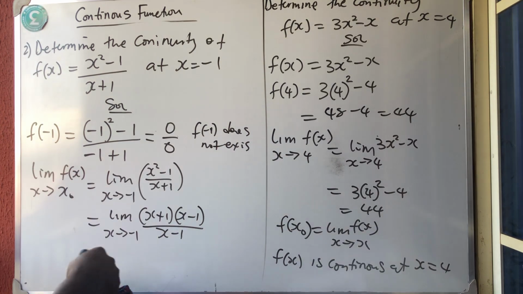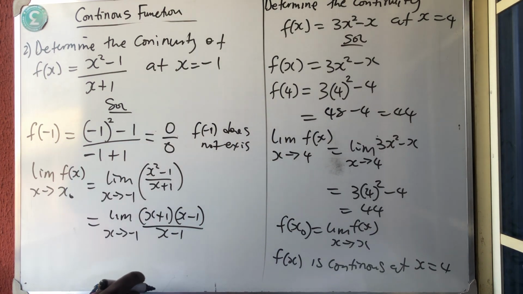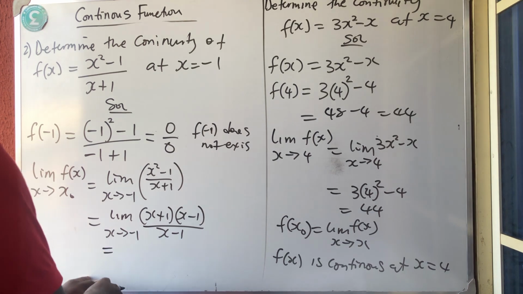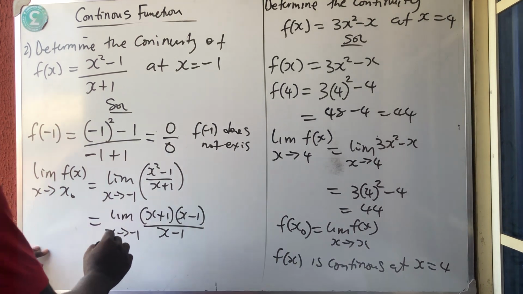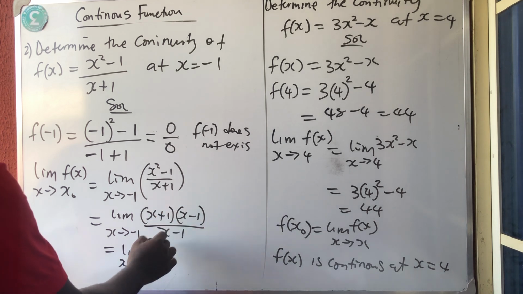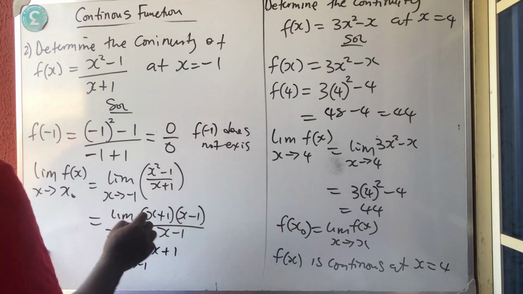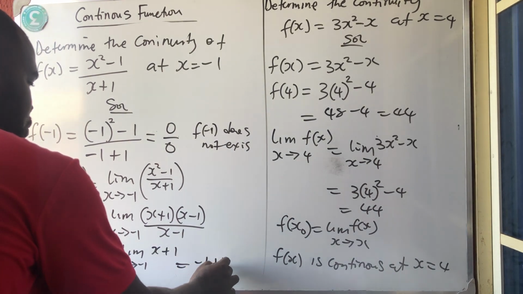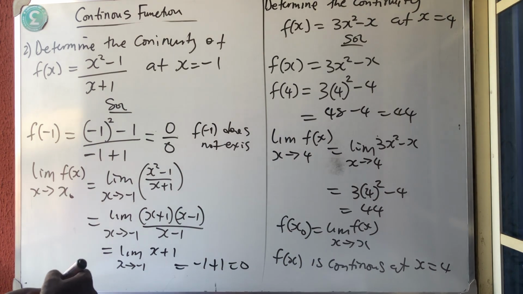Since it doesn't exist, you don't even need to start solving anything again. But for solving's sake, I'm going to have the limit of x tending to minus 1, cancel this, I'm left with x plus 1. So substituting minus 1 plus 1, which is 0.